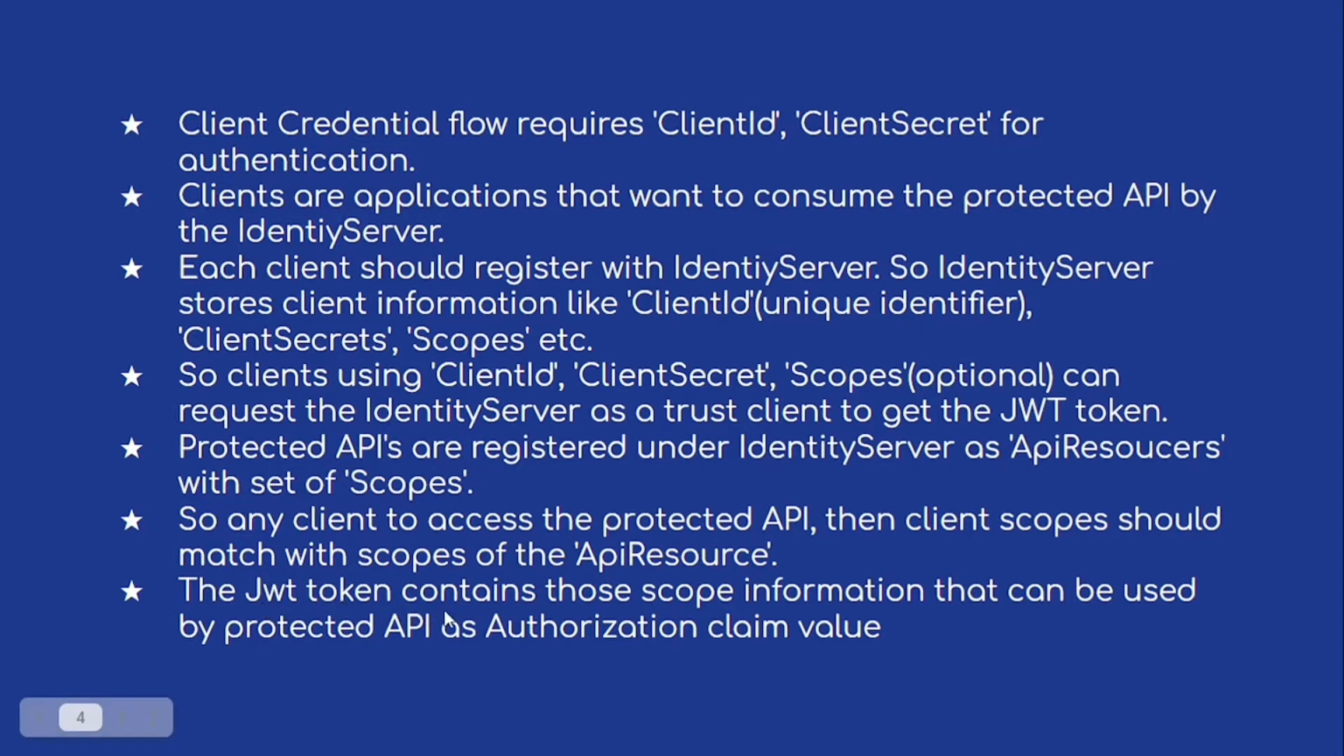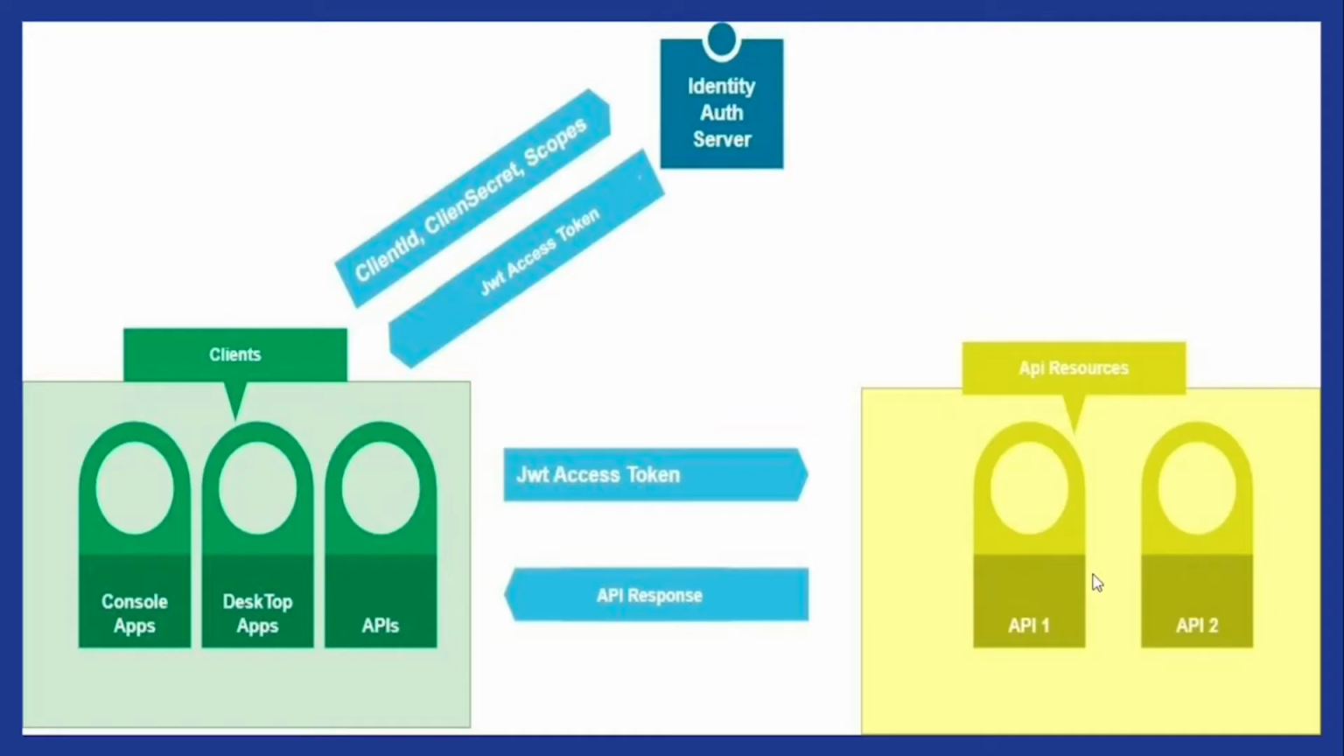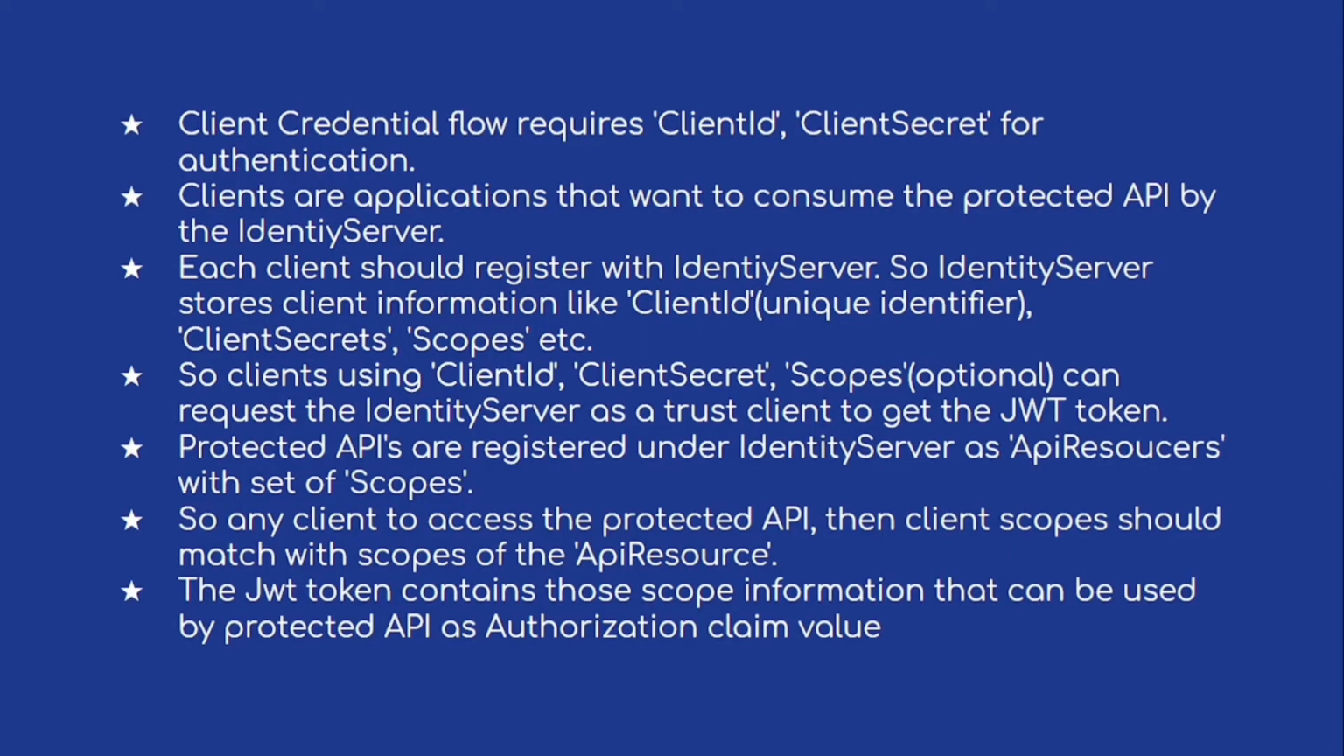So the JWT token contains those scope information that can be used by the protected API as an authorization claim. The protected API internally can create an authorization, where it can use the scope value as a claim to protect itself. Okay, so those are the steps regarding the authorization.